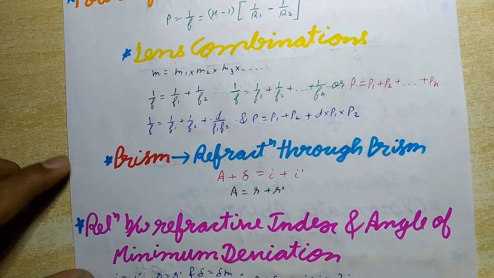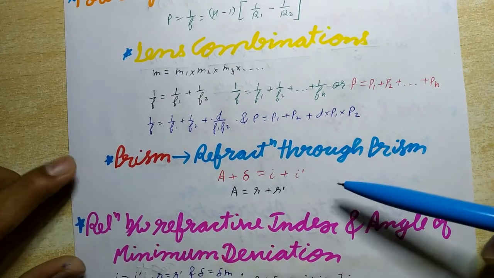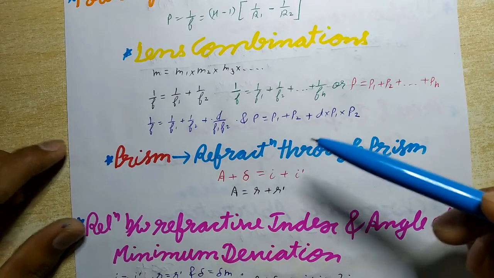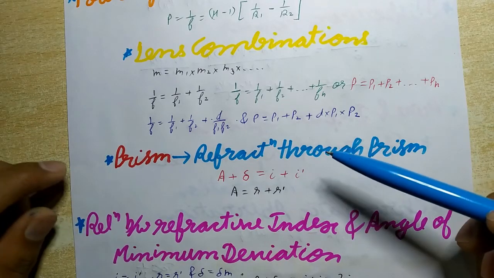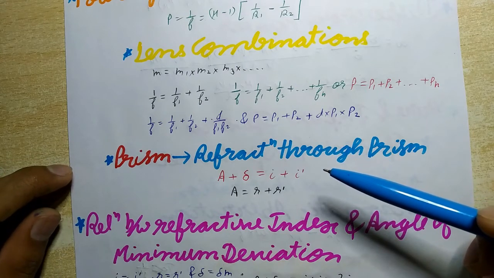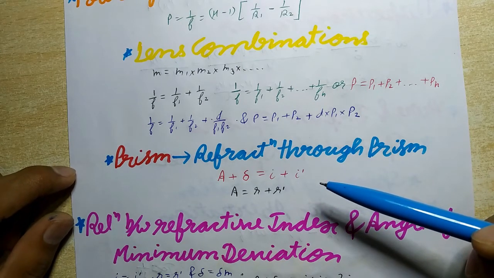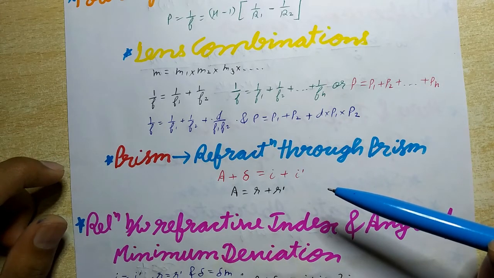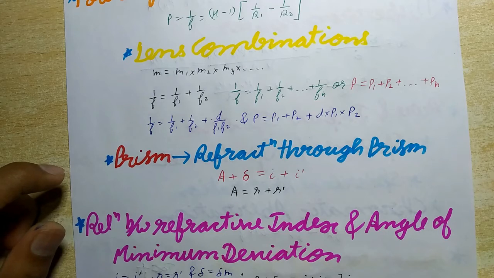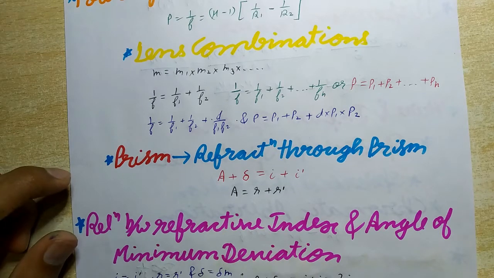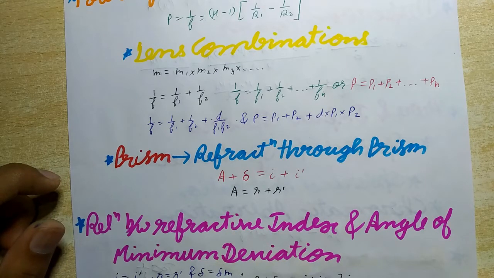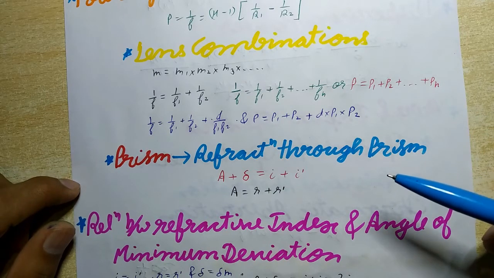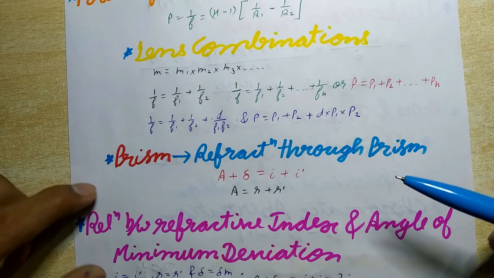Now next is prism. A prism is a portion of a refracting medium bounded by two plane faces inclined to each other at a certain angle. The two plane faces inclined to each other are called refracting faces. The line along which the two refracting faces meet is called the refracting edge of the prism, and the third face of the prism opposite to the refracting edge is called the base of the prism. The angle included between the two refracting faces is called the angle of prism.